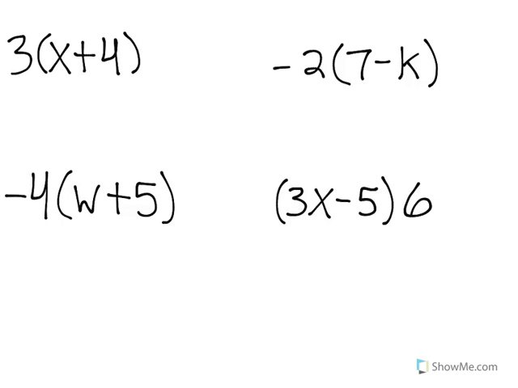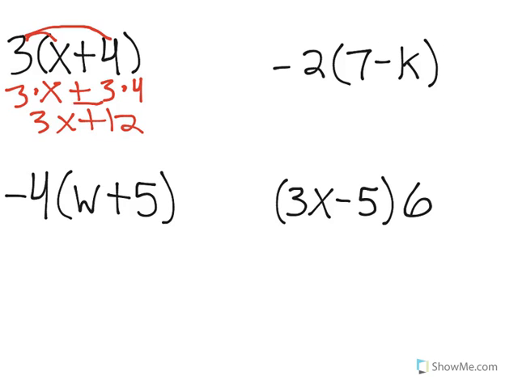Alright, so let's do the first one at the top. Like I said, draw these arrows to help you remember who you're multiplying by everything. So 3 times x, and then positive 3 times positive 4 is plus 12, positive because it's a positive answer. 3 times 4. So you end up with 3x plus 12. And that's your final answer. You can't simplify any further, because those are not like terms. 3x has an x.